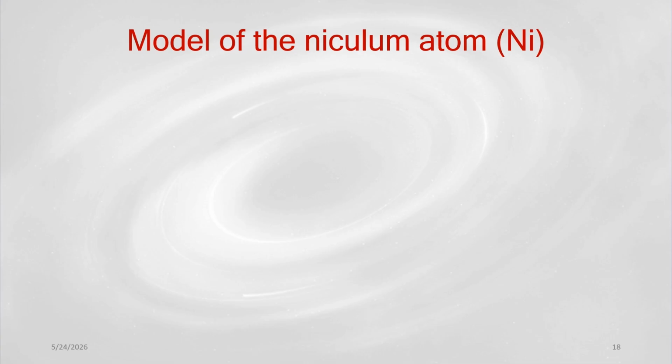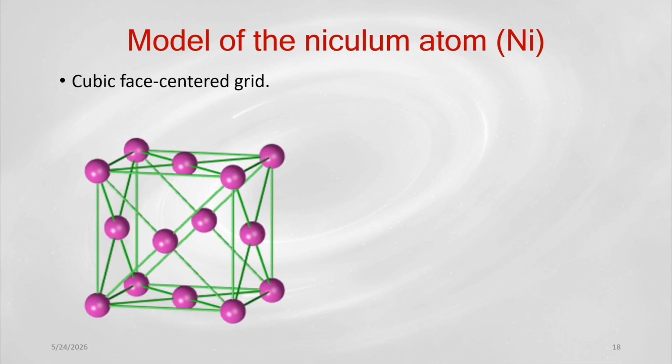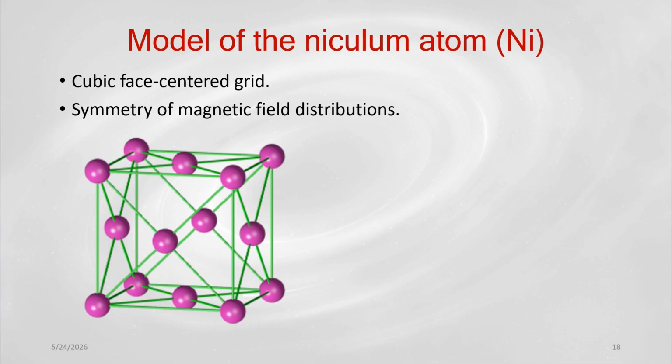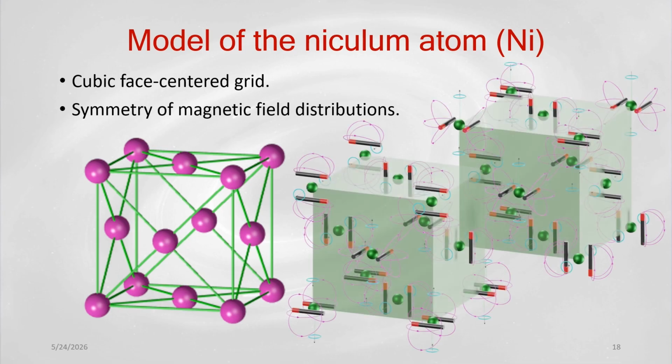Nickel crystallizes in a cubic, face-centered crystalline lattice. Its model of the nucleus and the electron shell is symmetrically divided into 2 magnetically repulsive parts. This regularity allows it to form a cubic, face-centered crystalline lattice.